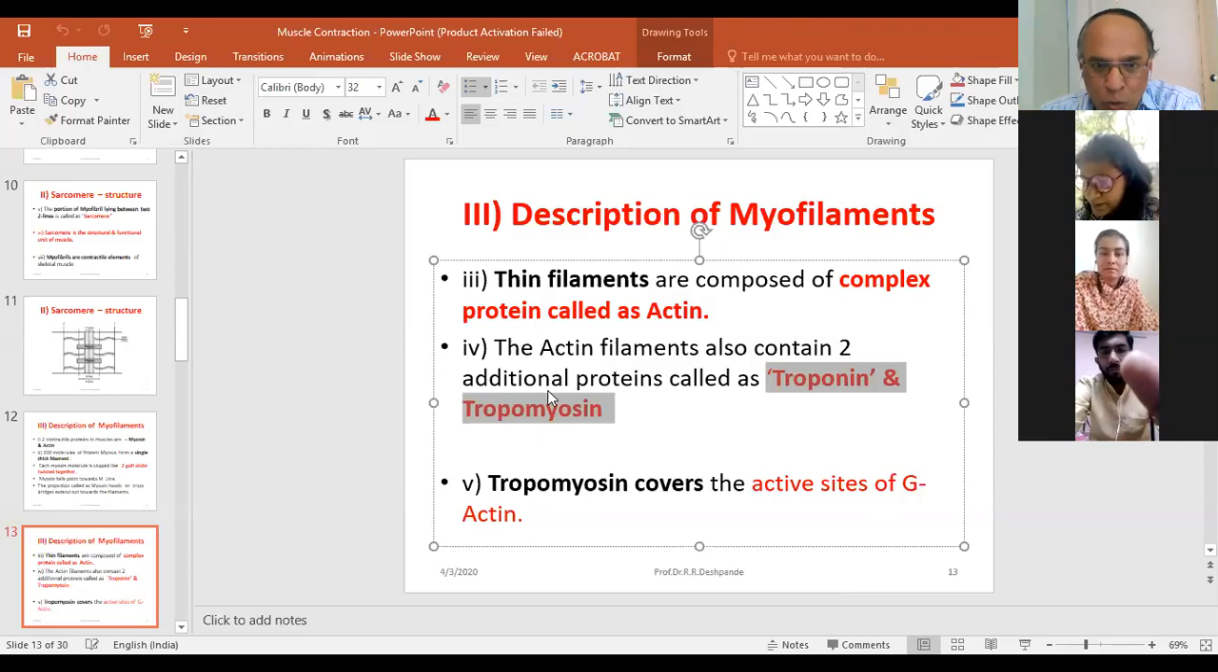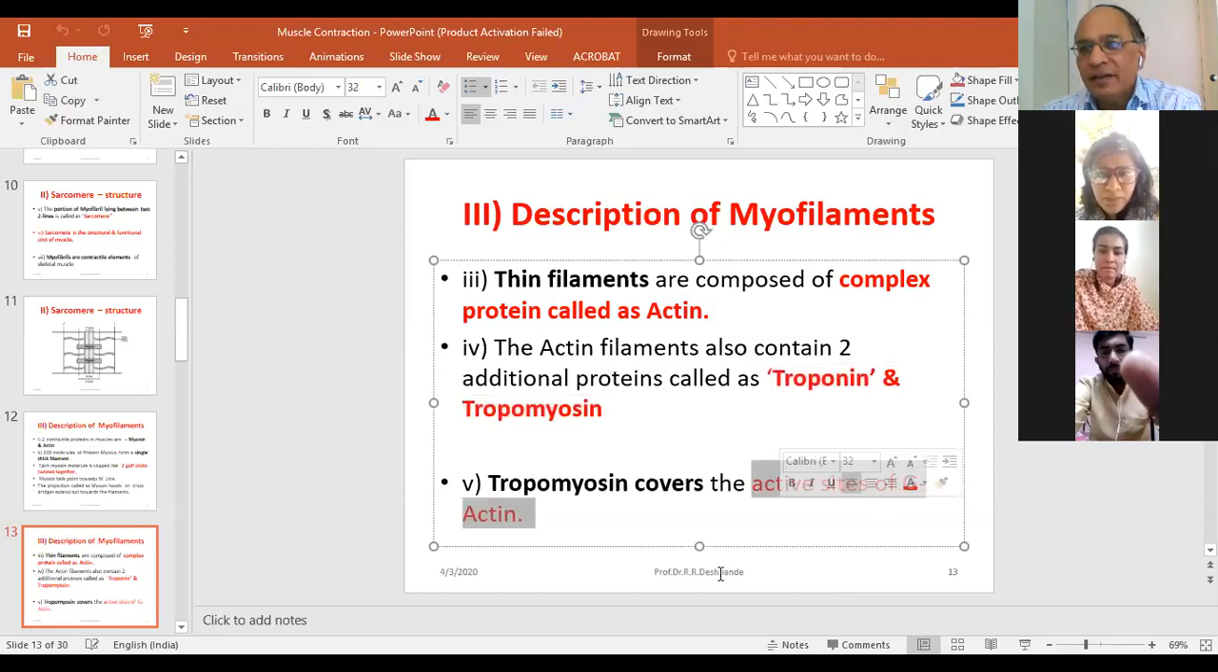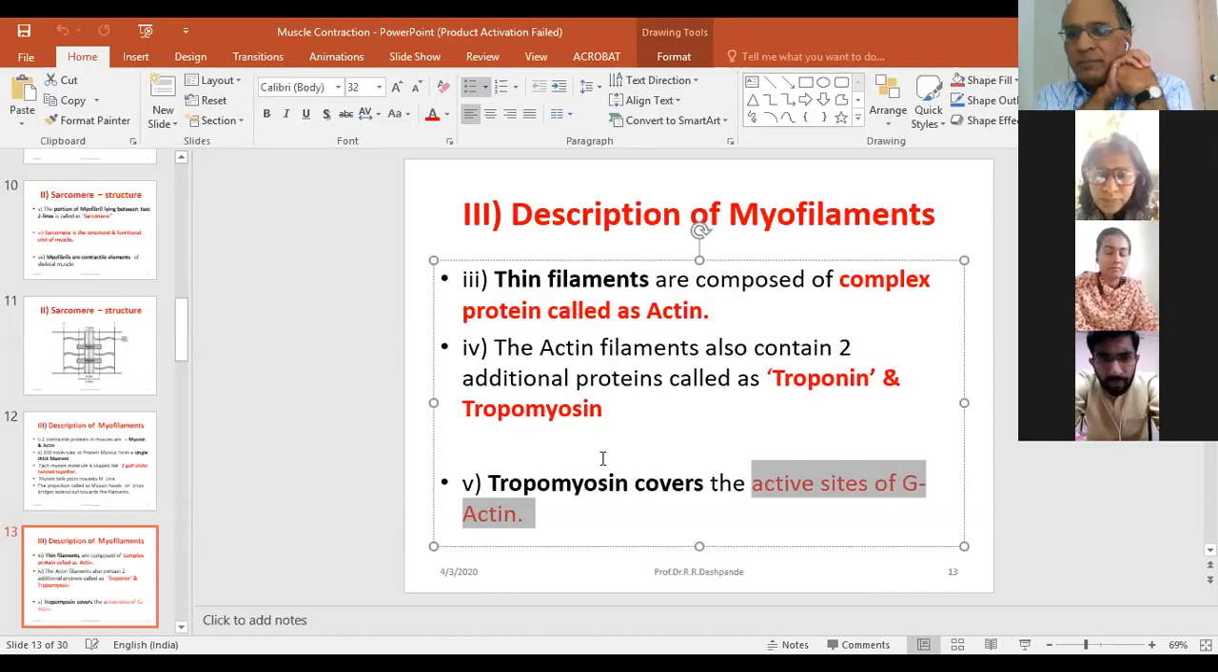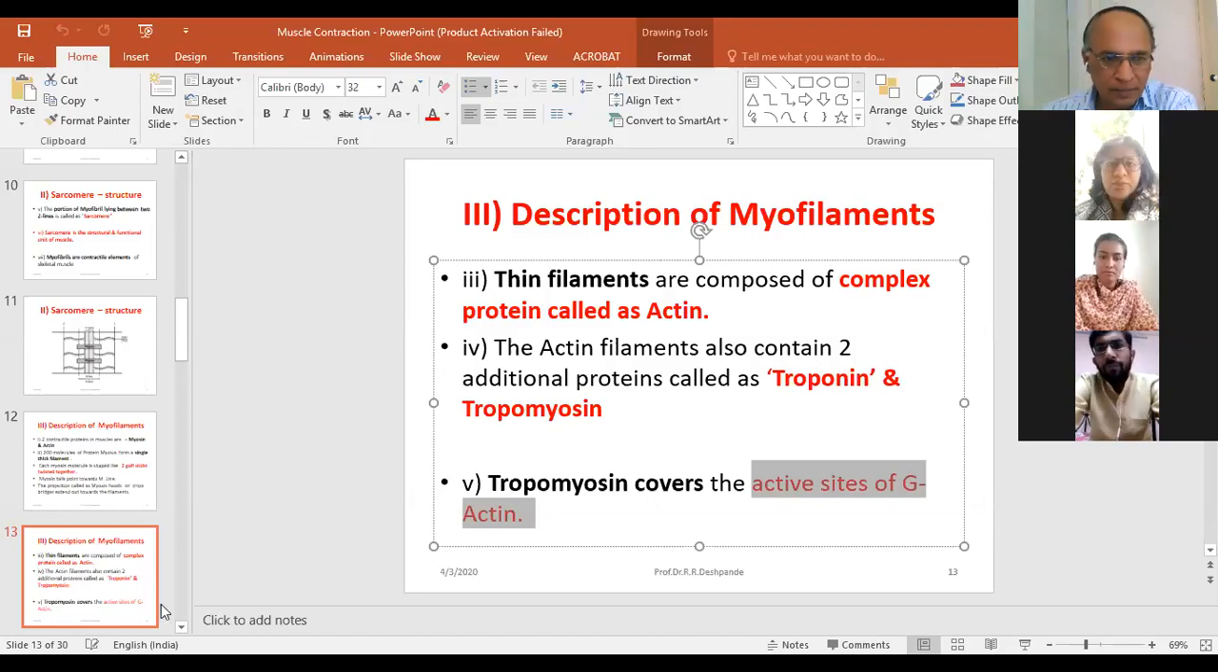This tropomyosin, this particular protein, covers the active site of G-actin. This is a covering. Tropomyosin protein covers some part of the actin molecules. So always it is closed. Actin is always closed. I will not allow myosin. But with some energy, it is opened. Actin opens. I will show you how it is opened.